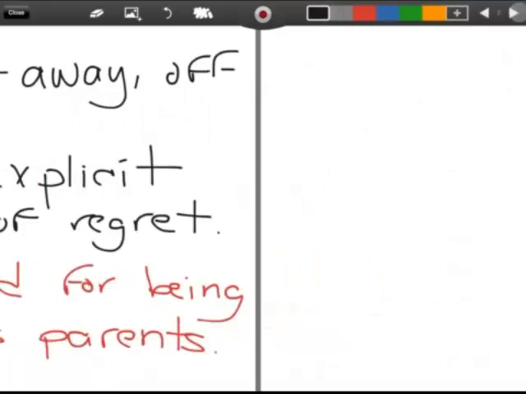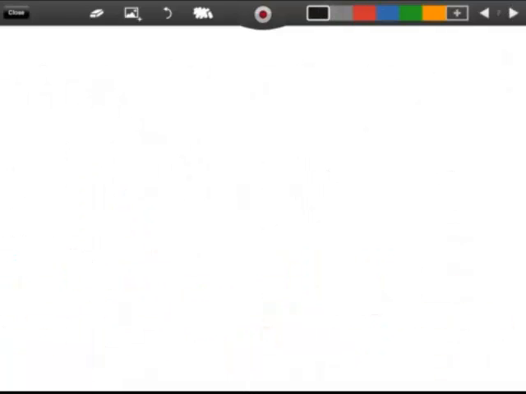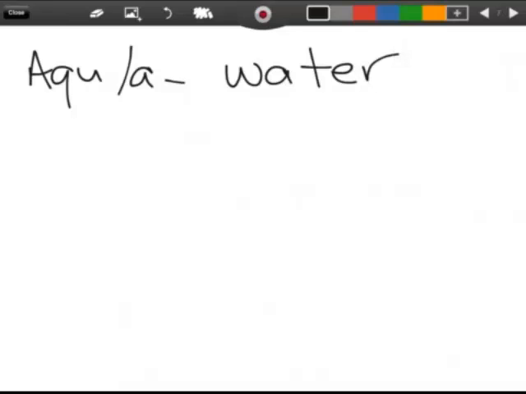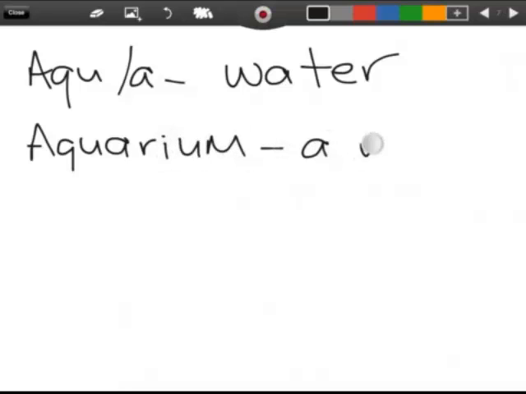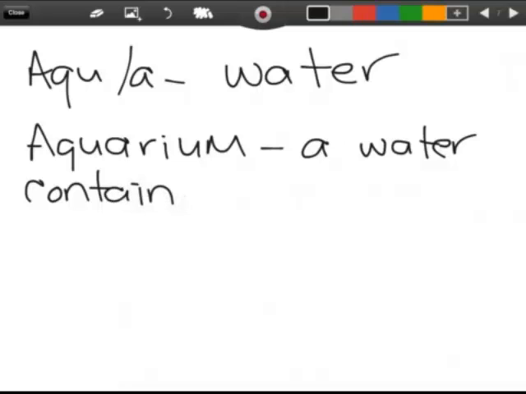Right. Our next word is aqua. This is one of my favorite roots and words at the same time, meaning water. If we want to give an example word of this, we could say aquarium. Aquarium, meaning a water container for fish.